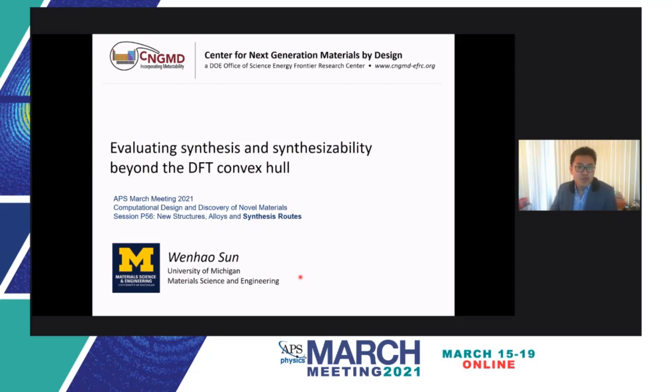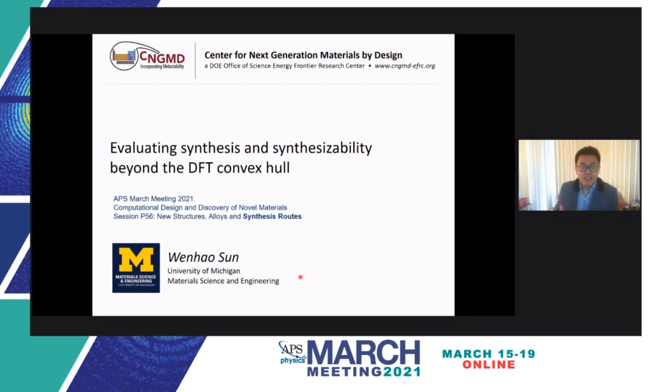And it's a really great lead in to the topic that I'm going to talk about today, which is evaluating synthesis and synthesizability beyond the DFT convex hull. So new metrics that we can use to quantify synthesis and synthesizability. Before I get started, I'd just like to thank the organizers, Professor Geoffroy Hautier and Dr. Sinead Griffin for inviting me to give this talk today.